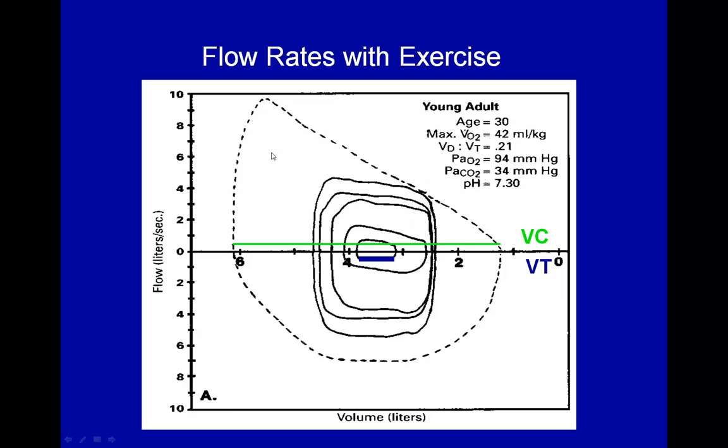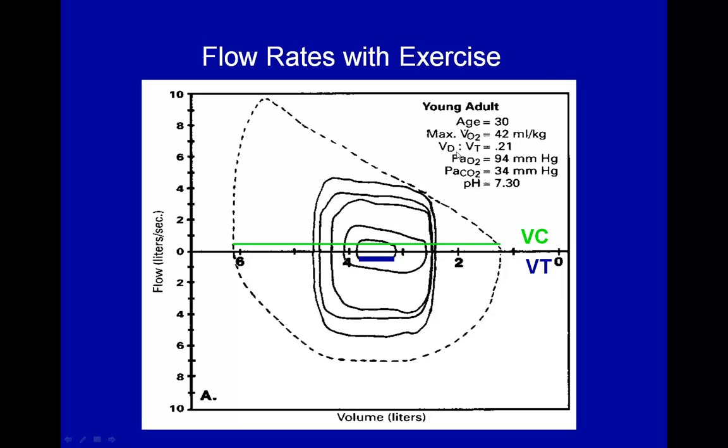In other words, he's got a flow rate reserve. He's got a lung volume reserve. And he's got an inspiratory flow rate reserve. So the point that I'm trying to get across here is, from a mechanical standpoint and from a volume and flow standpoint, the lung in this normal, young, healthy adult does not limit his ability to do exercise.